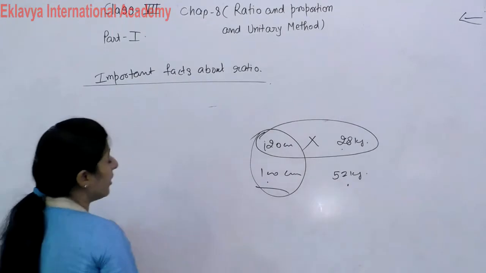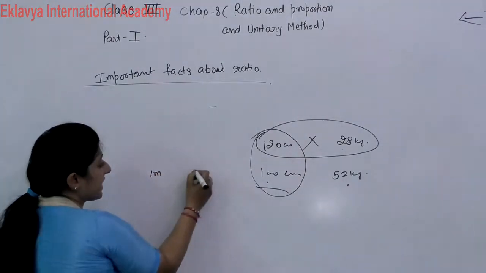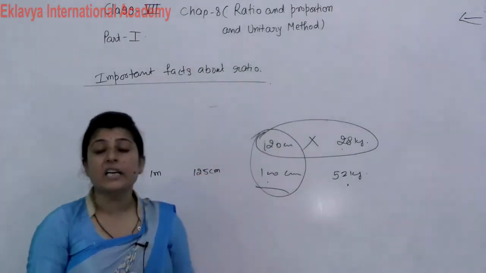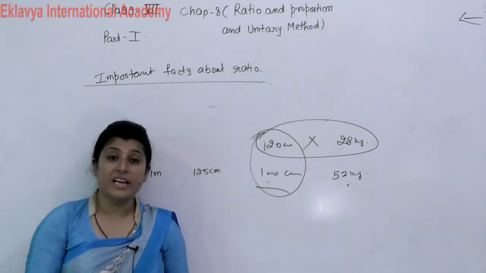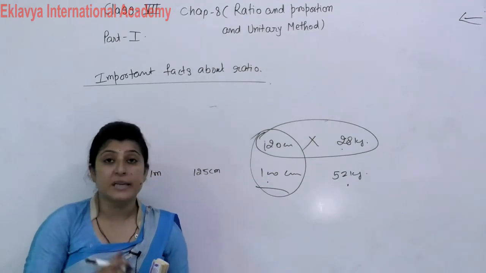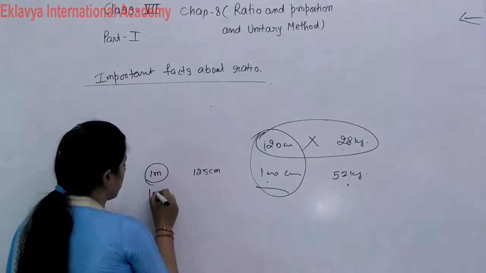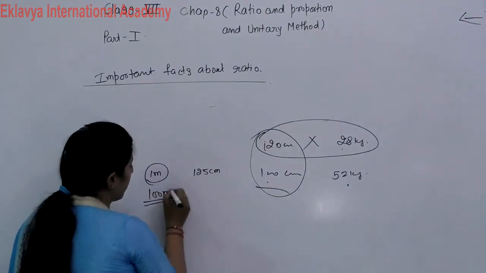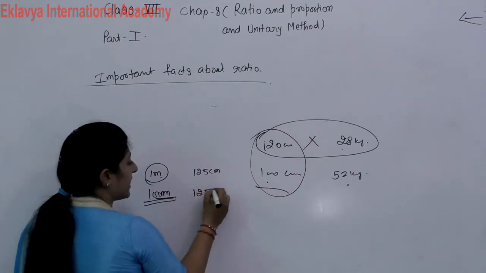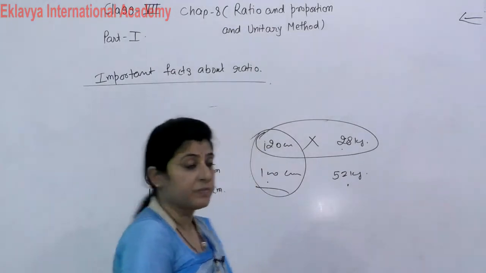Next thing also, suppose I am taking height, one is 1 meter and the second one is 125 centimeter. This also I can't compare. Whenever I want to take the ratio between these, there should be the same unit also. Here the unit should also be the same. We want to convert 1 meter into 100 centimeter. Now I can compare 100 centimeter and 125 centimeter.